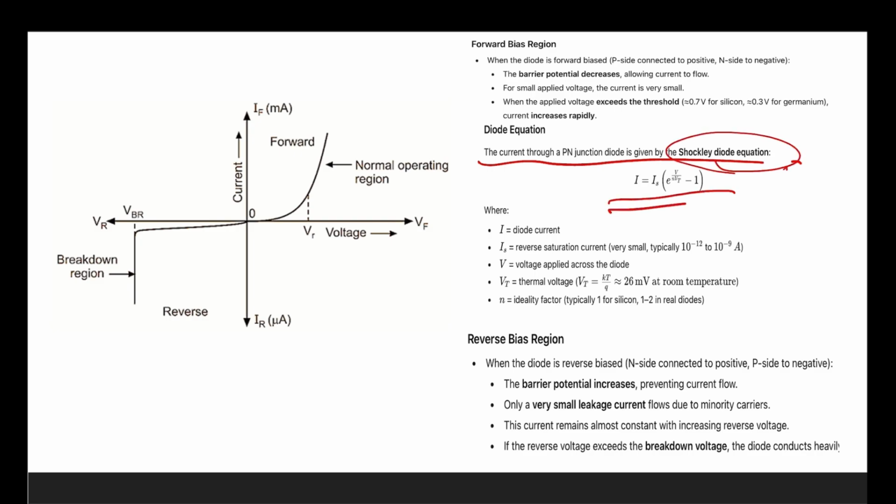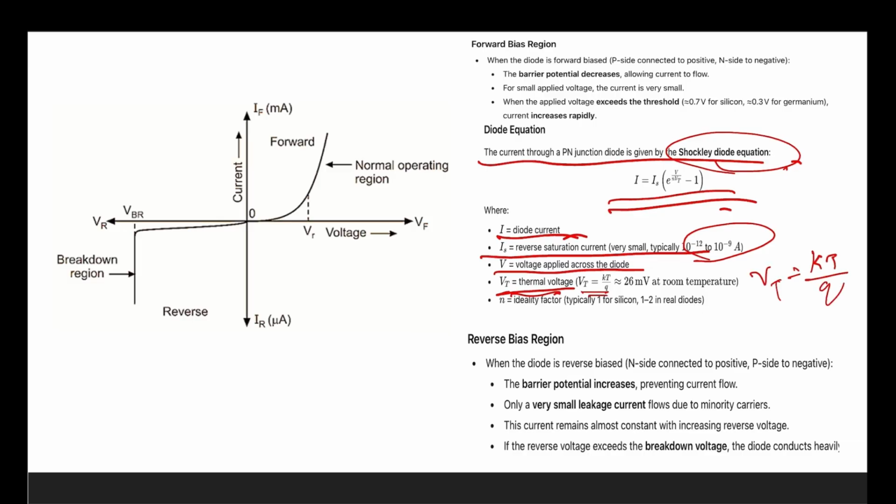This is Shockley's diode equation: I is equal to Is into e raised to V divided by eta Vt minus 1, where I is the diode current, Is is the reverse saturation current, which is typically in the range of 10 to the power minus 12 to minus 9 ampere, V is the voltage across the diode, and Vt is known as the thermal voltage. We know that Vt is equal to kT by q. After substituting the values, we get this equal to 26 millivolt.